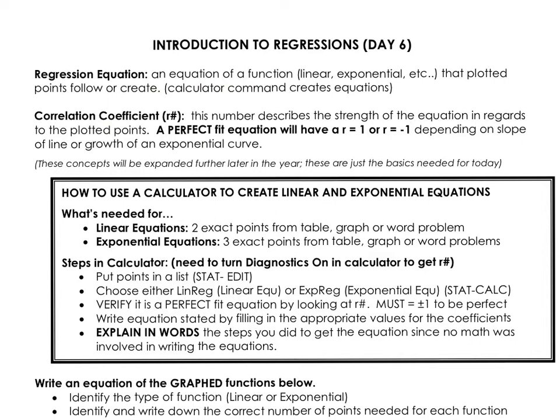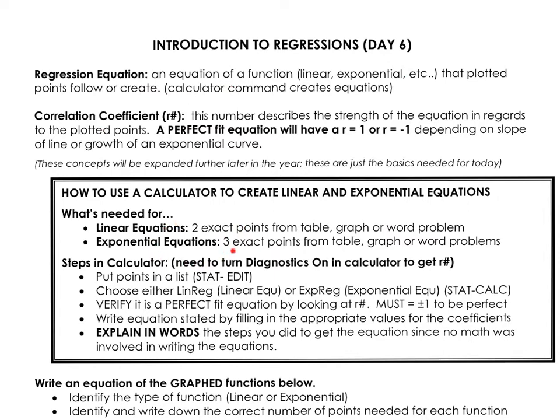So let's look at how to calculate this. First, in order to calculate a linear or exponential equation, we will need, for a linear equation, 2 exact points from a table, graph, or word problem, and for an exponential equation, 3 exact points from a table, graph, or word problem. Now the reason for 2 for linear is because once we have 2 points, there's only one line that'll go through it.